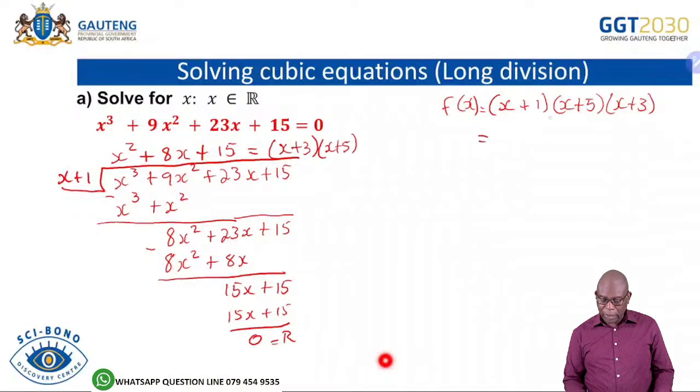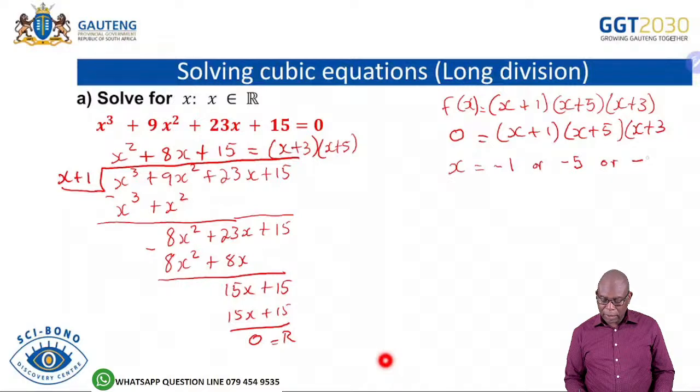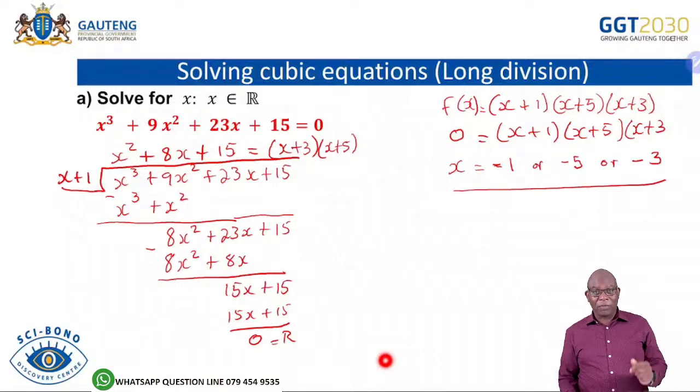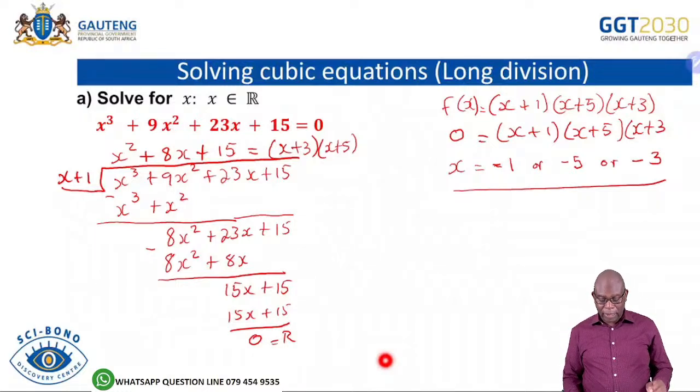So you see now we have this, but we are solving, it must be equal to 0. So we get x plus 1, x plus 5, x plus 3, and then the values of x are going to be -1 or -5 or -3. That's our zeros of the graph if you are doing a graph. So when you do the graph, you're going to come back here and do as we have done here. Going to practice that.